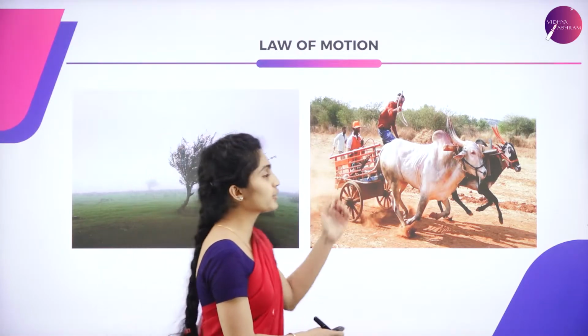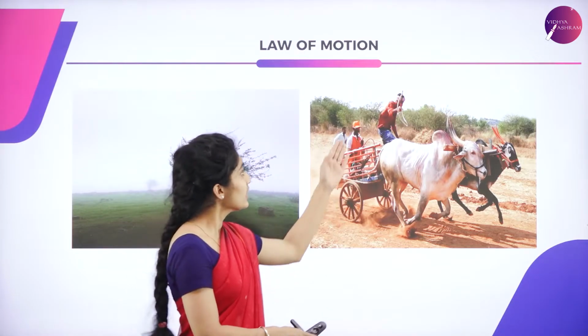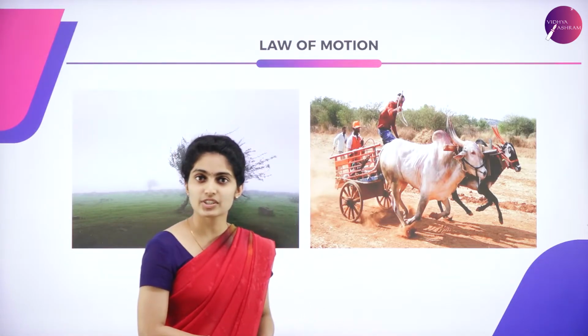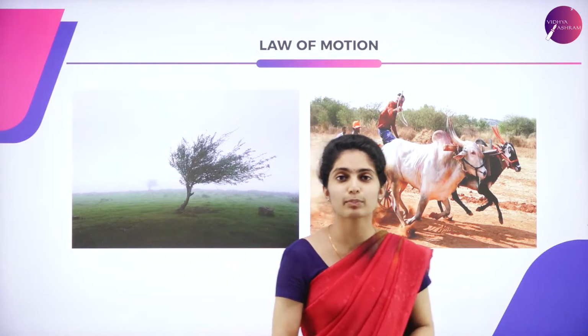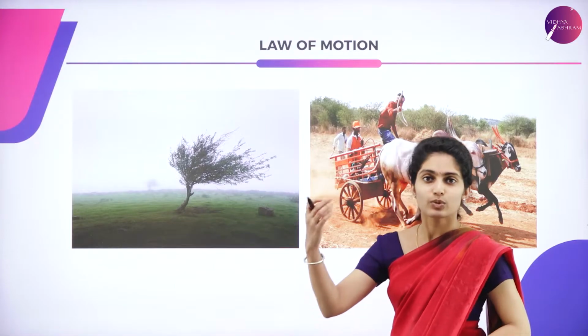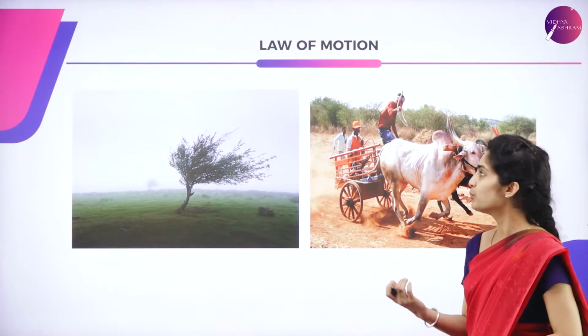Similarly, here you can see a bullock cart. Here a person is an external agency. His movement on the object causes it to move. He is exerting some force on these animals due to which they tend to move. So this is one example of the external agency which is making the object move.